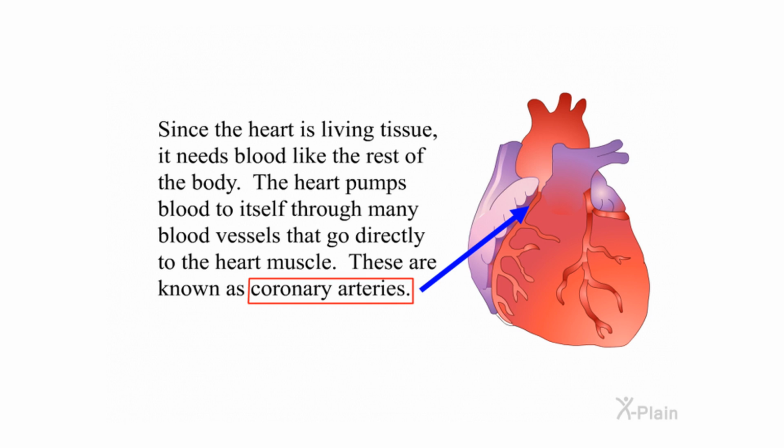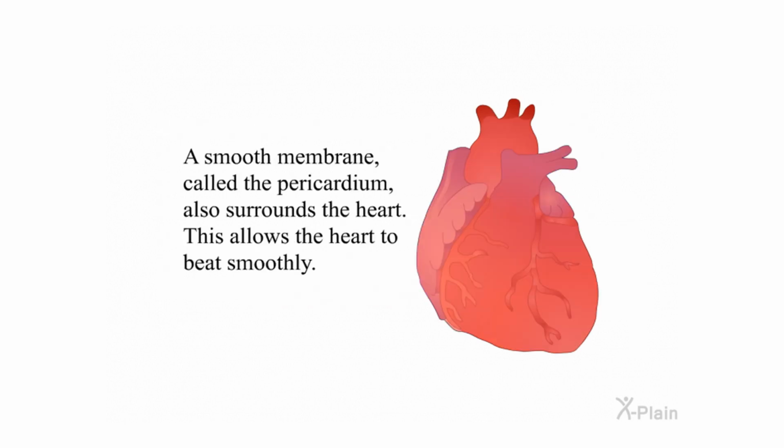Since the heart is living tissue, it needs blood like the rest of the body. The heart pumps blood to itself through many blood vessels that go directly to the heart muscle. These are known as coronary arteries. A smooth membrane, called the pericardium, also surrounds the heart. This allows the heart to beat smoothly.